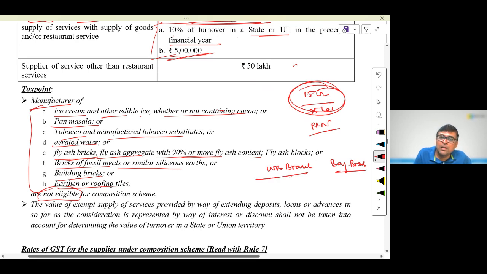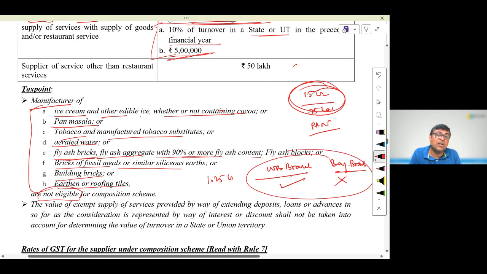Suppose your turnover in the preceding previous year was only 1.25 crore for both branches. Aggregate turnover is 1.25 crore. You may opt for this one, but you cannot opt for this branch and not opt for that branch. It is not possible. If you are eligible to opt and you are opting, then you should opt for all of your branches.